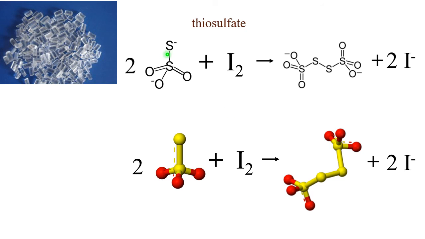You can replace one oxygen in sulfate with sulfur, making thiosulfate, beautiful colorless crystals. Thiosulfate reacts with iodine to make the sulfur-sulfur bridged tetrathionate. That's a reaction that is widely used in analytical chemistry.